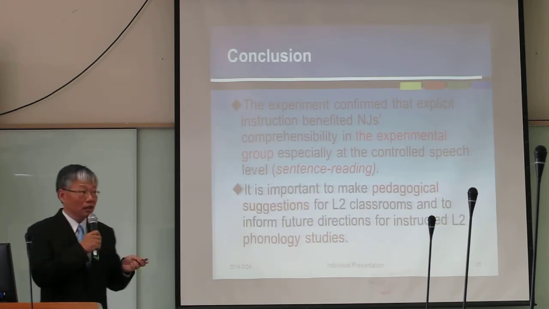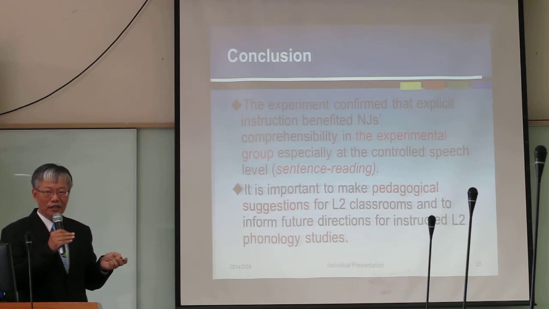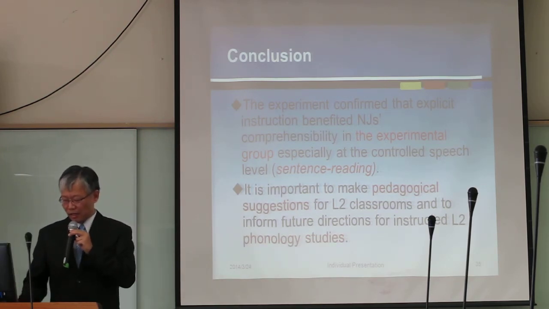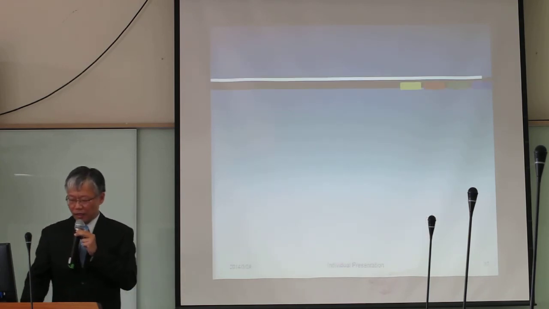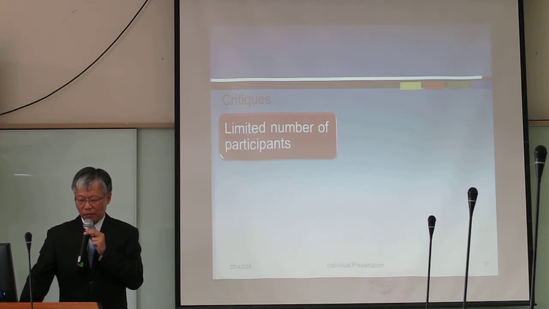Conclusion: the experimental group can make significant improvement in the sentence reading task, and this is very important for future teaching. And now critiques and suggestions. I have 3 critiques of this article. First, the number of participants is quite limited, only 20.